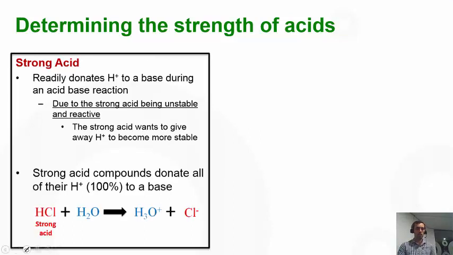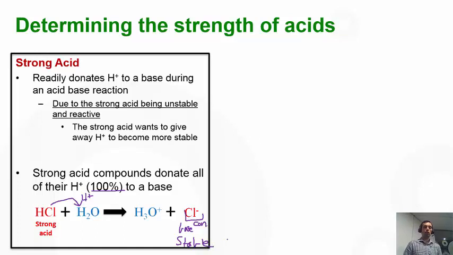So in this case, the strong HCl acid will give away all of its H+ to H2O, indicated that 100% of the HCl will give away their H+ here, and then the HCl will become the conjugate base, which is Cl- here. So that conjugate base, will that be more reactive or less reactive than the initial strong acid? It'll be less reactive, which corresponds to being more stable.